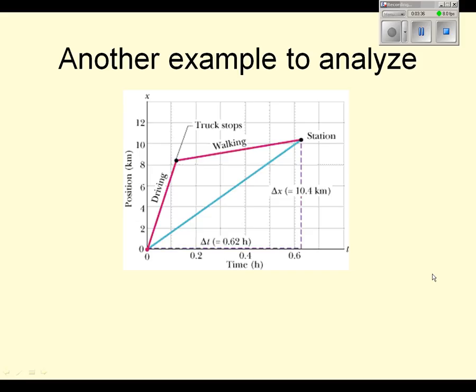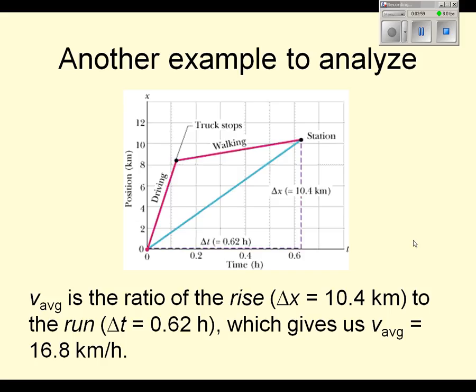Here's another example to look at. This person drives along the red line here, then walks along the red line. We want to find the average velocity. Well, it's just the slope of the green line from the starting point out to the ending point. Remember, the slope of that position versus time or displacement versus time graph gives you the average velocity. The slope was much higher when they were driving than when they were walking. To get the average, you just find the slope of that green line, which turns out here to be 16.8 kilometers per hour. So you can pause the video and double check to make sure you understand that, but that's the situation.